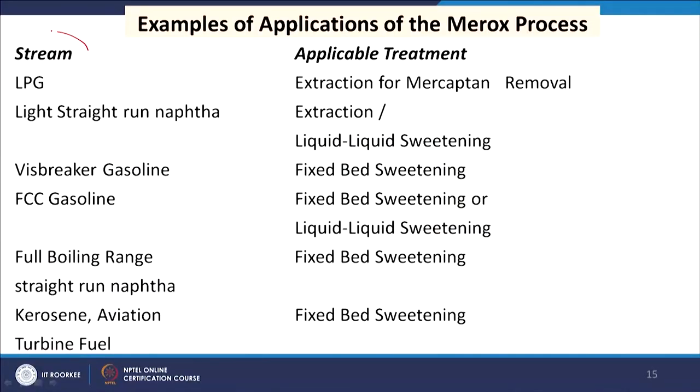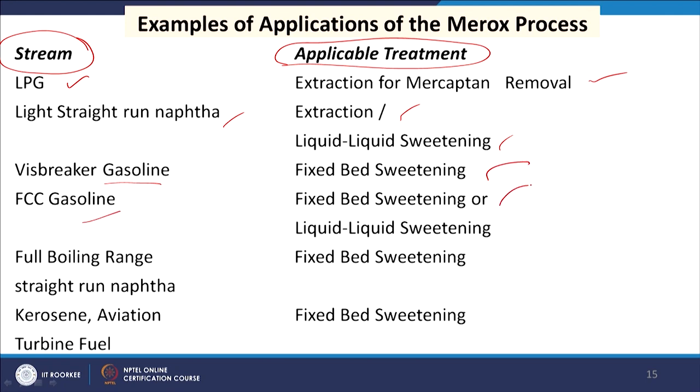Now, examples of applications of the Merox process. Different types of feedstock can be cleaned through this process, and these are the applicable treatments. Here is what has been implemented for different feedstock. If it is LPG, mostly extraction based process. Light straight run naphtha, extraction and liquid sweetening. Visbreaker gasoline, fixed bed sweetening, and FCC gasoline, fixed bed. Full boiling range straight run naphtha, liquid sweetening and fixed bed sweetening, both can be used. Kerosene and aviation turbine fuel, fixed bed sweetening. So, these are the preferred configurations of the Merox process for different types of feedstock.